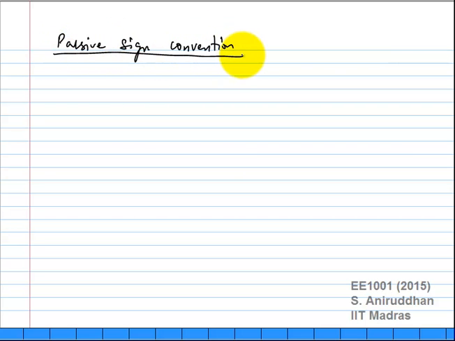Let us look at this passive sign convention in a little bit more detail. For any element, we have V and we have I, and we have been saying that this is something called a passive sign convention. So any idea why it's called a passive sign convention? What is passivity? In electrical engineering you have what are called passive elements. So what is this passivity and what is this passive sign convention? Any ideas?